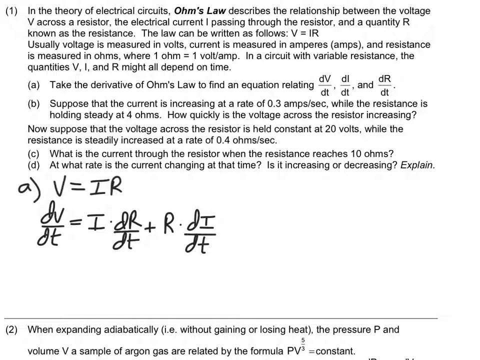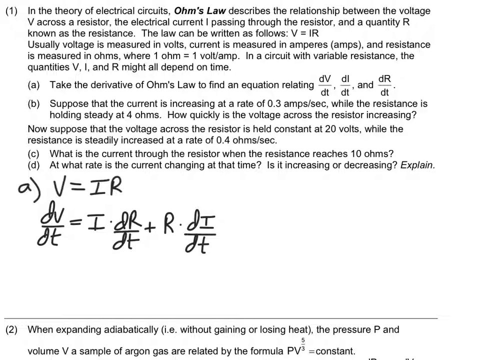And it seems like it would be a lot more difficult because it really seems like it's asking us to find three unique derivatives. But all we're looking to do is relate these three derivatives to one another. By taking the derivative of V equals IR, we've accomplished that. Right, so we have a relationship between those three derivative quantities.